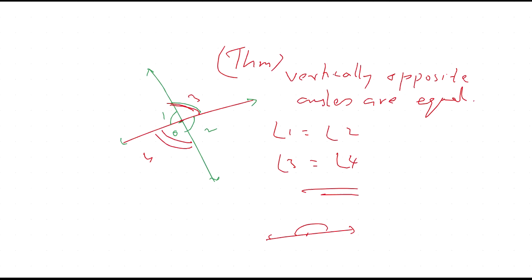Two pairs of vertically opposite angles. The vertically opposite angles are equal. Can you prove this one? If two lines intersect each other, then the vertically opposite angles are equal. Now listen. You can try to prove.